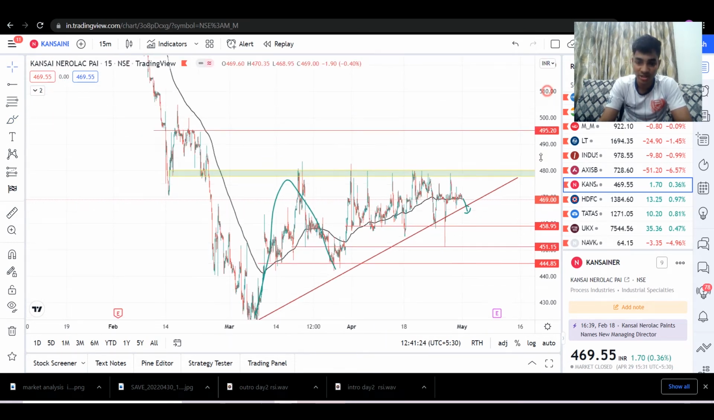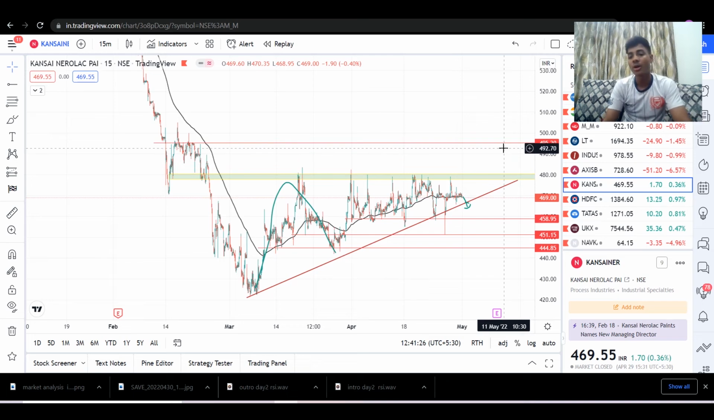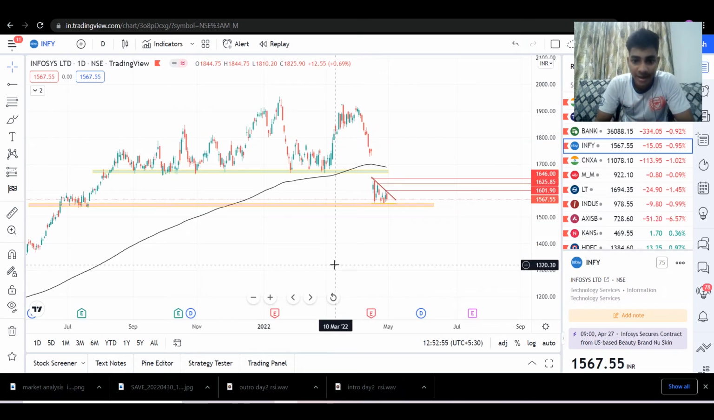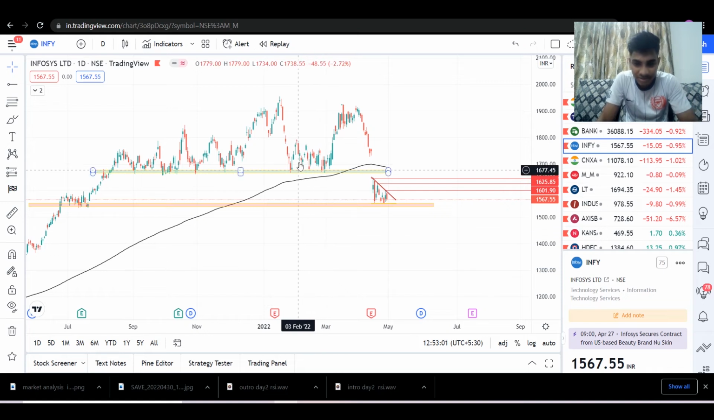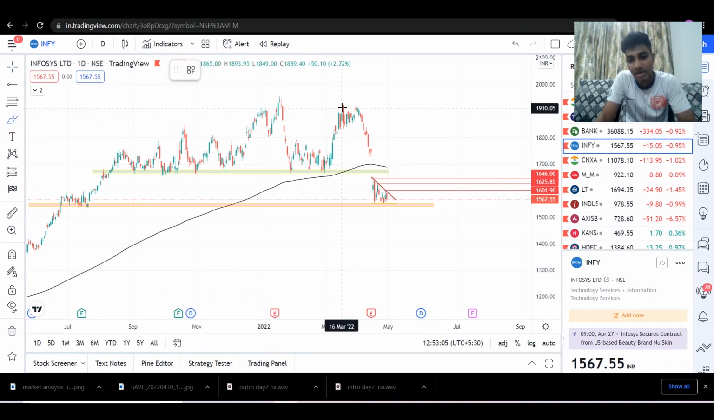So you can even initiate a swing position on the upside as well as on the lower side. Also guys, I have one more very good stock for swing trade as well as intraday, that is Infosys. Now if you just observe the Infosys chart, you can see that Infosys has been falling for the last several trading sessions, and from 1900 it has come all the way to 1567.